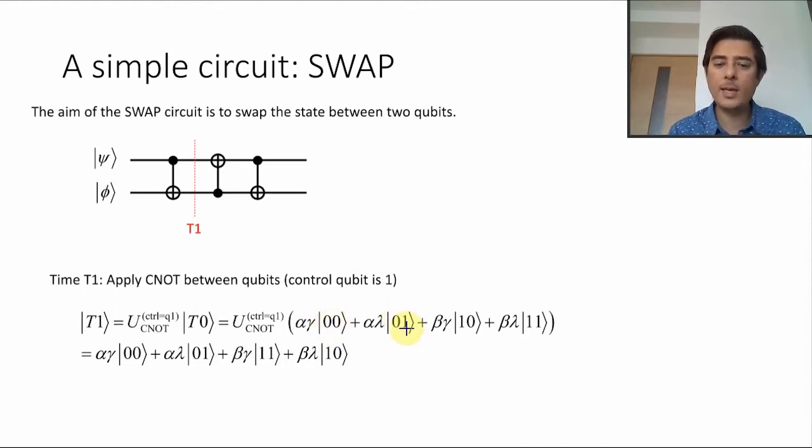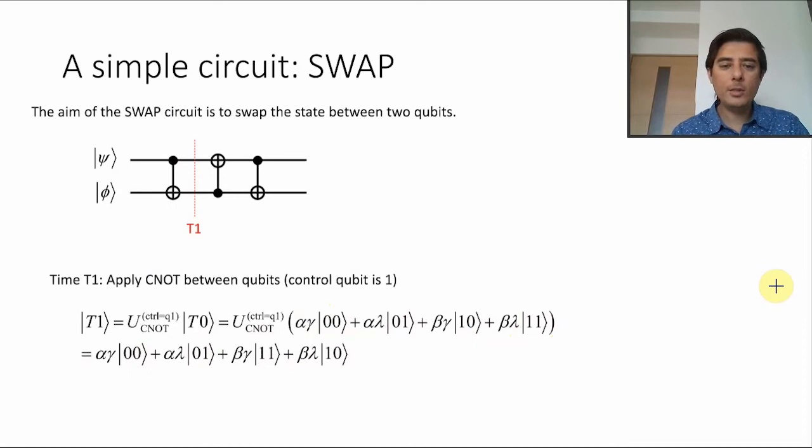Control qubit is 0 again, we do nothing. Control qubit is 1, so we flip the state of the second qubit. That's why this term turned into 1, 1, whereas these other terms remain the same. Similarly, over here, the control qubit is 1, so the target qubit, we have to flip. So 1, 1 became 1, 0. Okay, so that's our state at this point, T1.